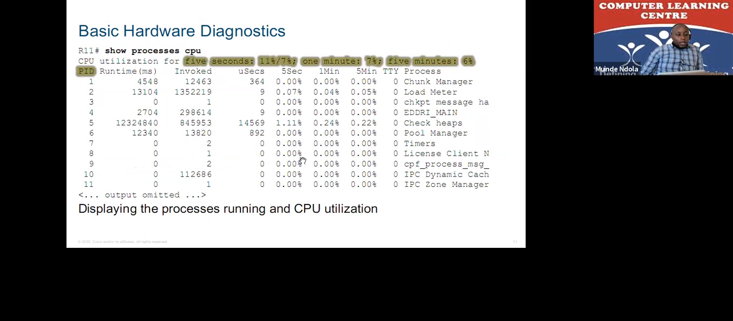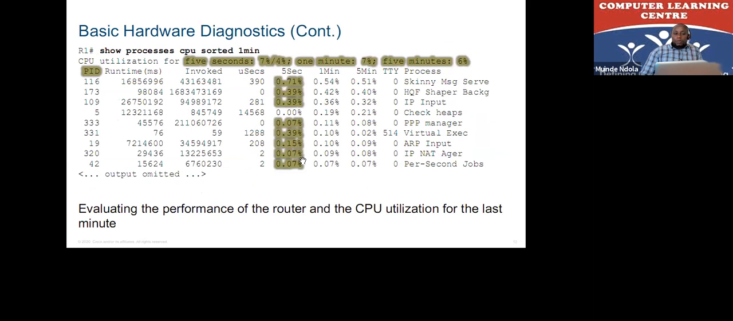The other problem that we get is overutilization of processes, or the overutilization of the CPU. So you can use the command show process CPU. Then it's going to show you the utilization of the different resources for the CPU. Then you can know what is eating a lot of your CPU.